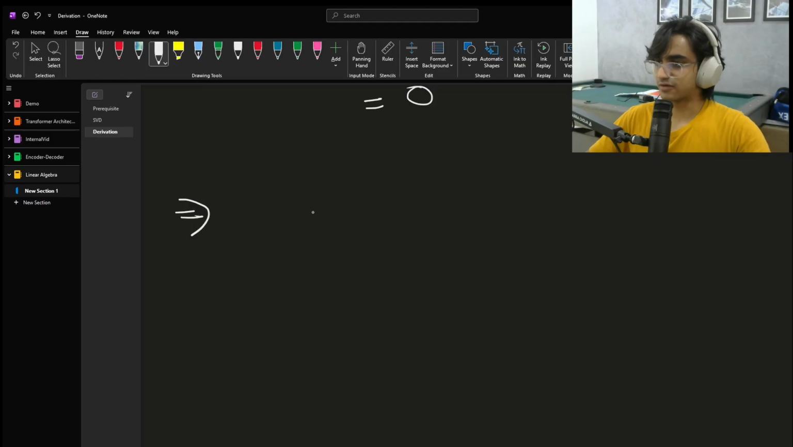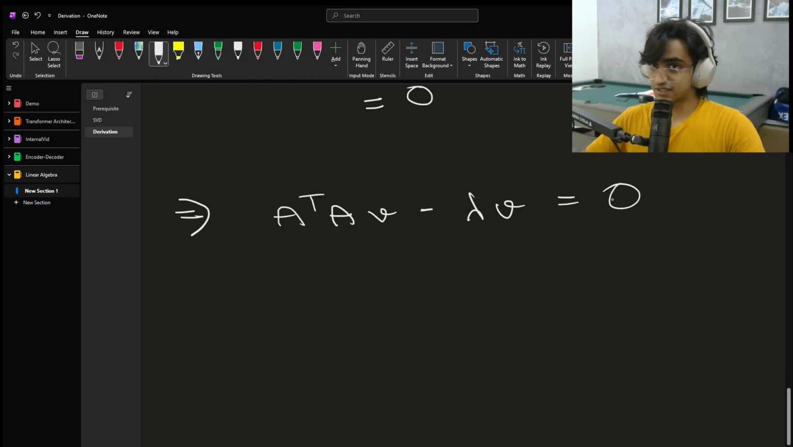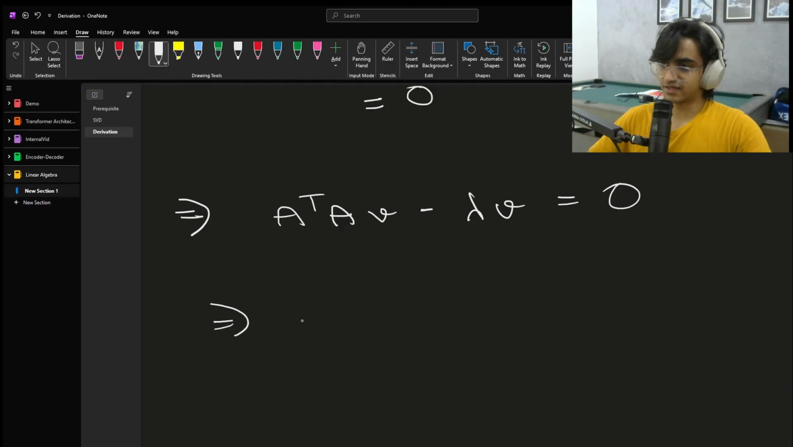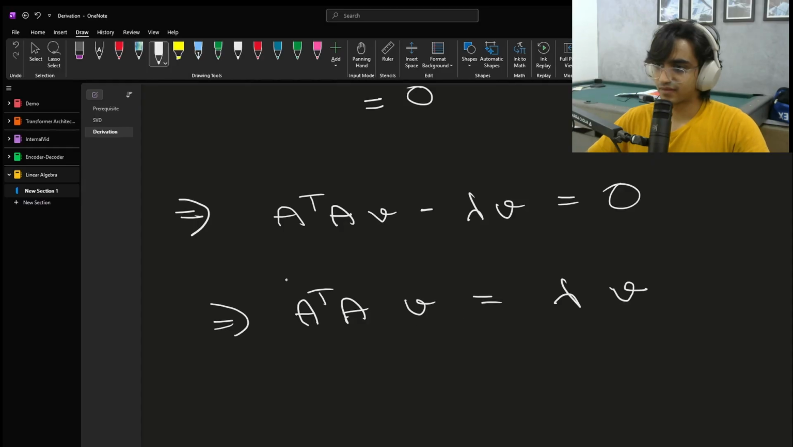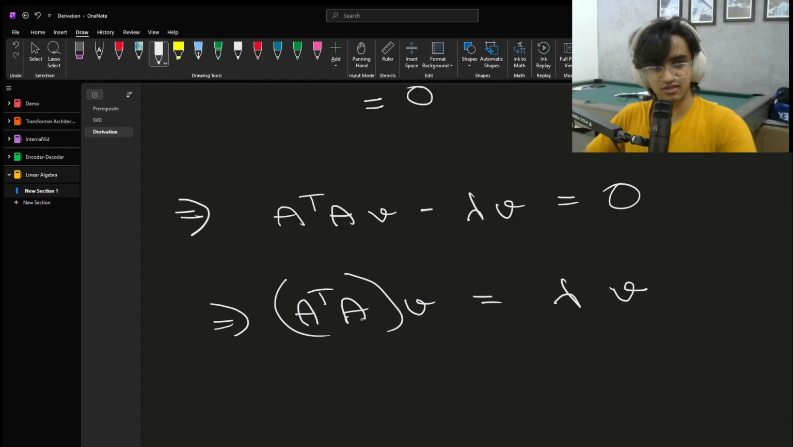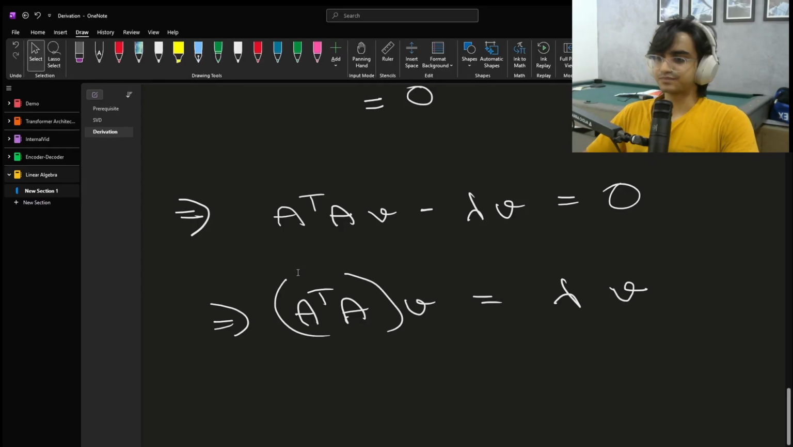So essentially our equation boils down to this: A transpose AV minus lambda V is equal to 0. Does this expression look familiar? Let me rewrite this again. Let's move this to the other side. A transpose AV is equal to lambda V. And if I put a bracket around this, look at that.